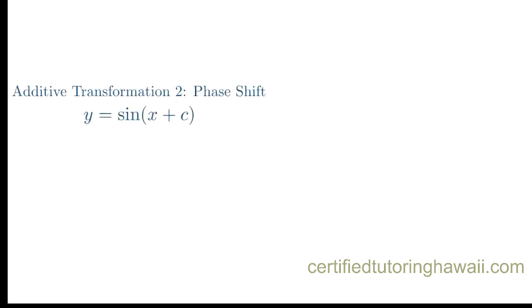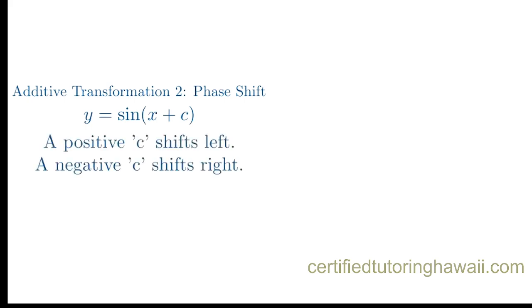The second additive transformation is a horizontal shift, also known as a phase shift. The equation for this is f of x equals sine of the quantity x plus c. Be very careful here. The shift is not c, but negative c. This is a common point of confusion. A positive c inside the parentheses means the graph shifts to the left, and a negative c means it shifts to the right. Think of it as doing the opposite of what you'd expect.